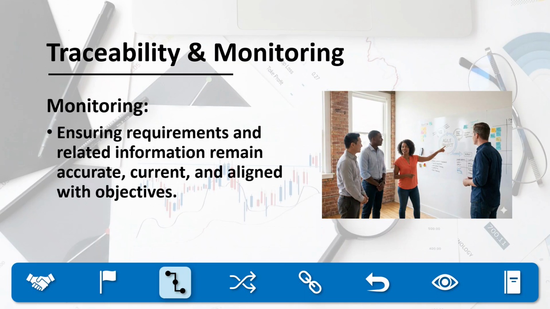Monitoring, in contrast, is the discipline of keeping this information current, accurate, and properly aligned with business objectives as the initiative progresses. These practices are not just administrative exercises, they are central to delivering value. Traceability ensures that every requirement has a clear purpose and supports business outcomes. Monitoring provides early warning if information drifts out of alignment, requirements become outdated, or gaps emerge.